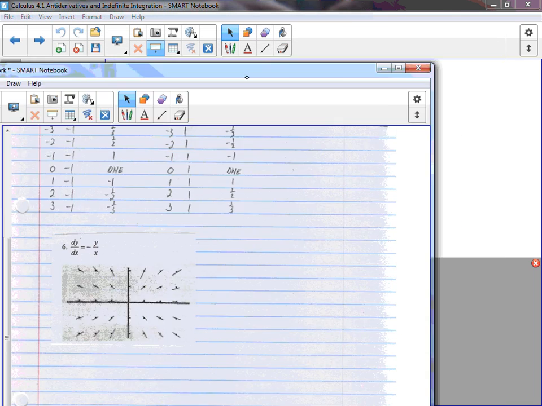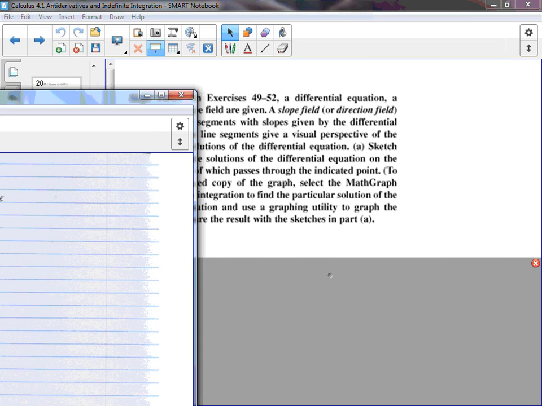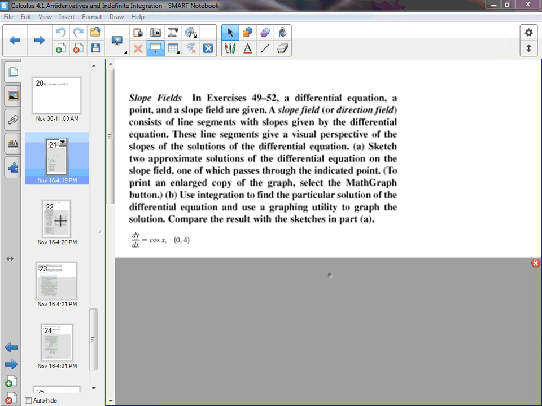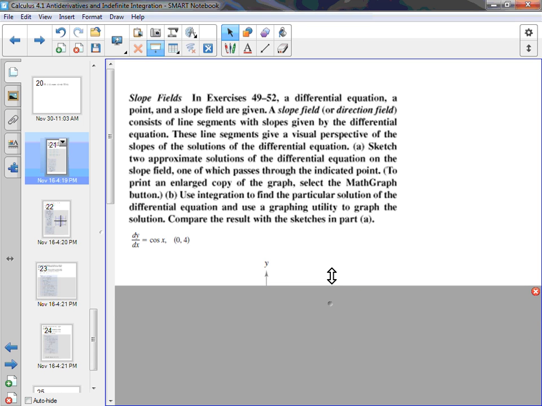So, this discussion leads us to number 70 on page 257. No, that's not number 70. What number is that? Is that 49? All right, 51 on page 256.